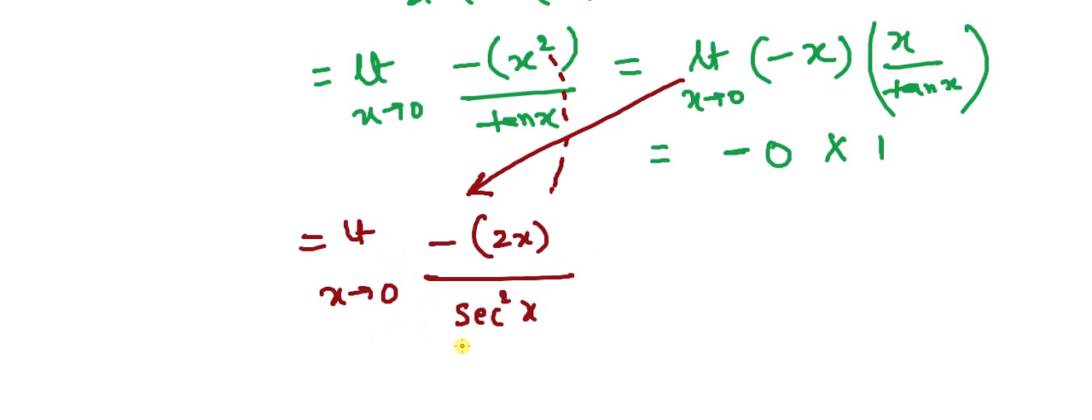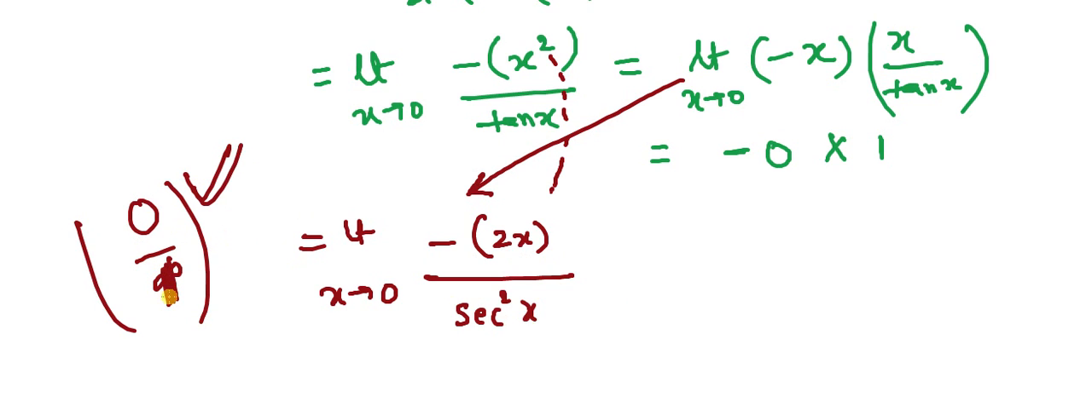Okay, now you put x tends to 0, this becomes again 0, and this becomes 1 upon cos 0, sin 0 is 0, so this quantity becomes 1. So now it's following 0 upon 1 format, 0 upon 1, sorry, not infinity. So this is valid in mathematics. The denominator can be 1. So the answer is minus of 0 into 1, and the whole quantity comes out to be 0.